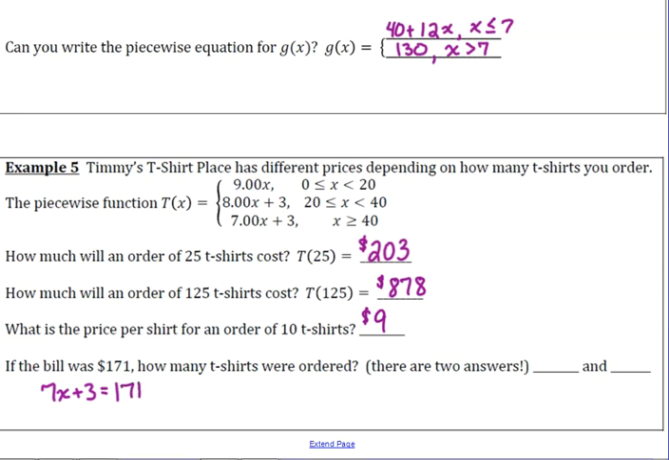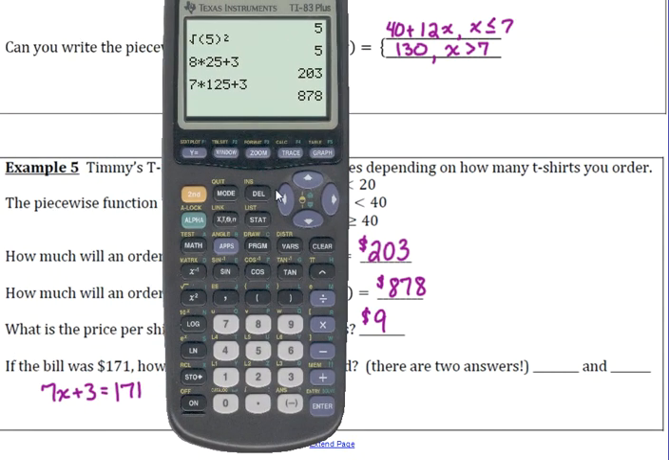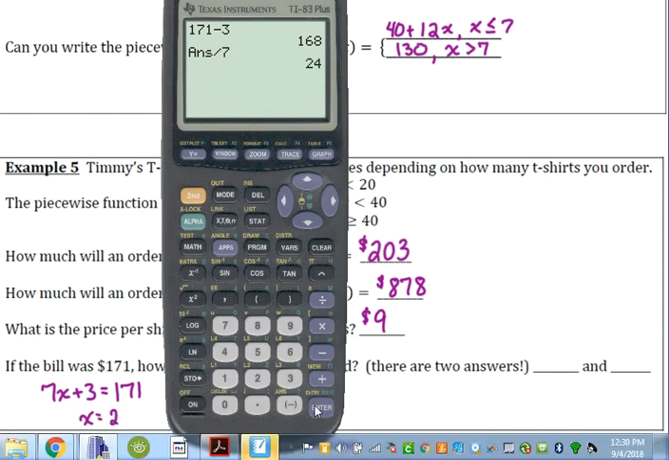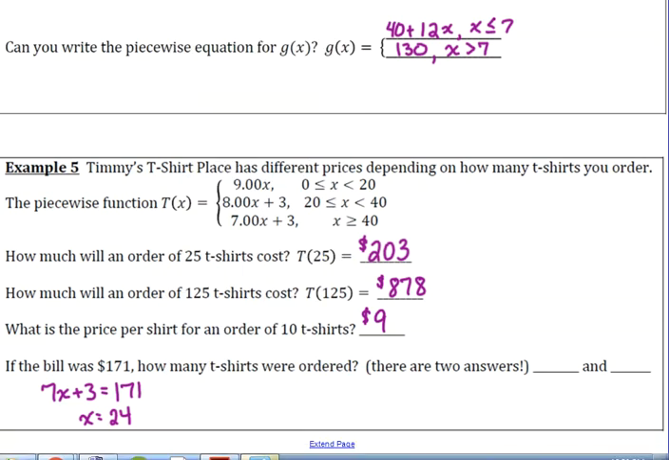So we're going to subtract 3 and divide by 7. Let's see what we get. 171 minus 3 divided by 7. X is 24. Does that fit in our domain there? No. 24 is not greater than or equal to 40, so that's not going to work out for us, okay? It must not have been the last piece. So let's check the middle piece.